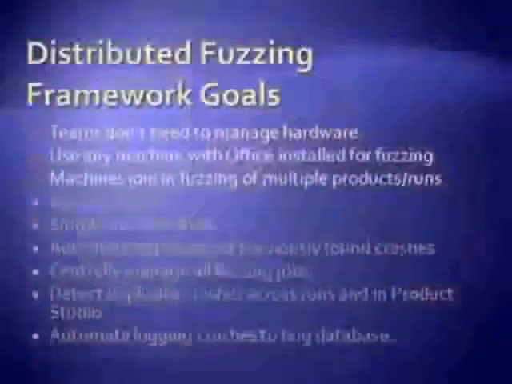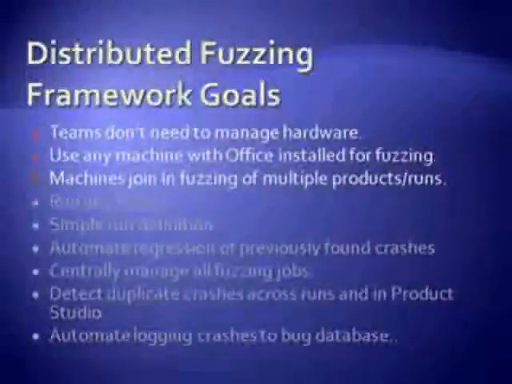So today I'm going to go through DFF for you, based on these goals that we have outlined here. I'm going to break down the system based on these goals and show you what it looks like. So let me start with these first three. Teams don't need to manage hardware. You can use any machine with Office installed on it for fuzzing. Of course, this is in the context of Office, but if you were not an Office team, you wouldn't need Office. And machines join in fuzzing with multiple products and runs.